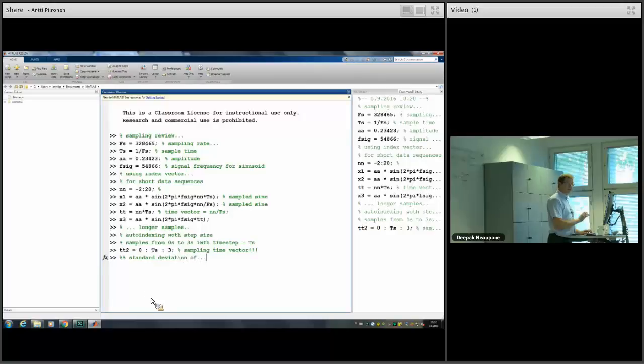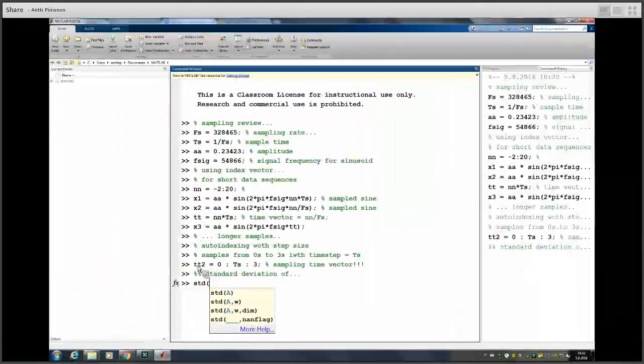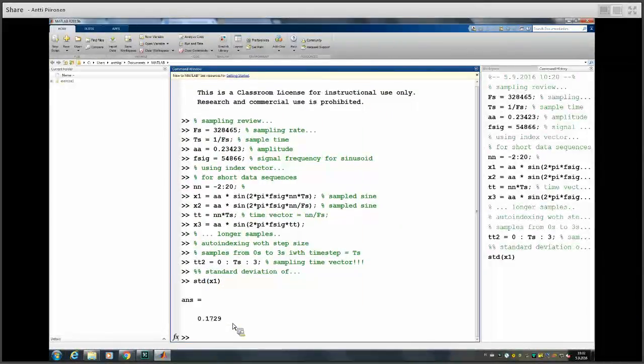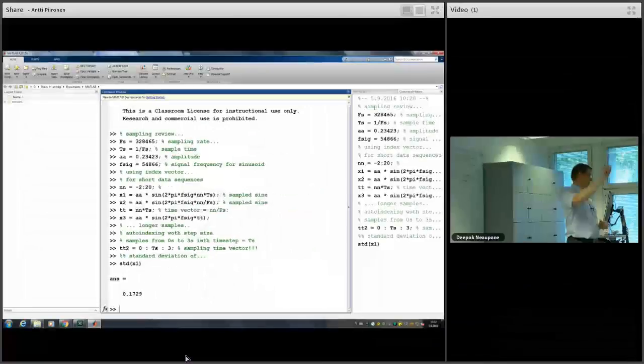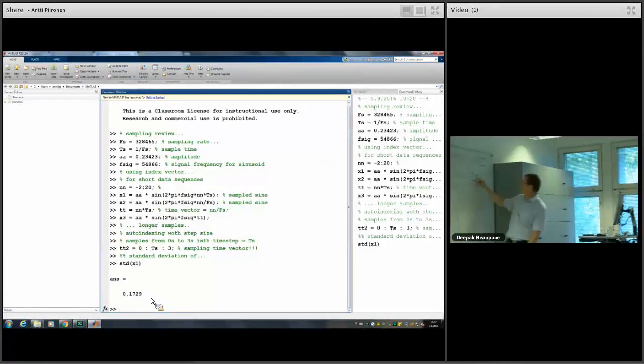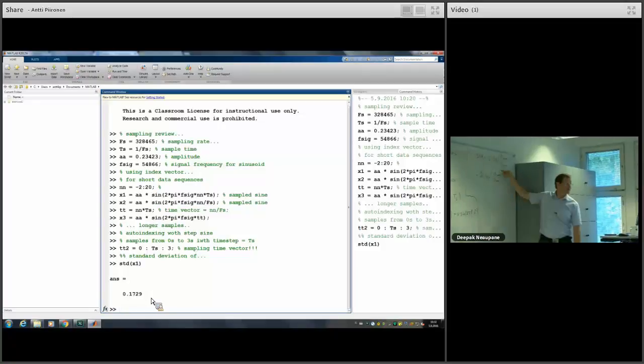Standard deviation of something. Okay. How about STD, standard deviation of our signal x1. Yeah, it's a number. So signal, okay, that's a number which actually is the sigma of signal.